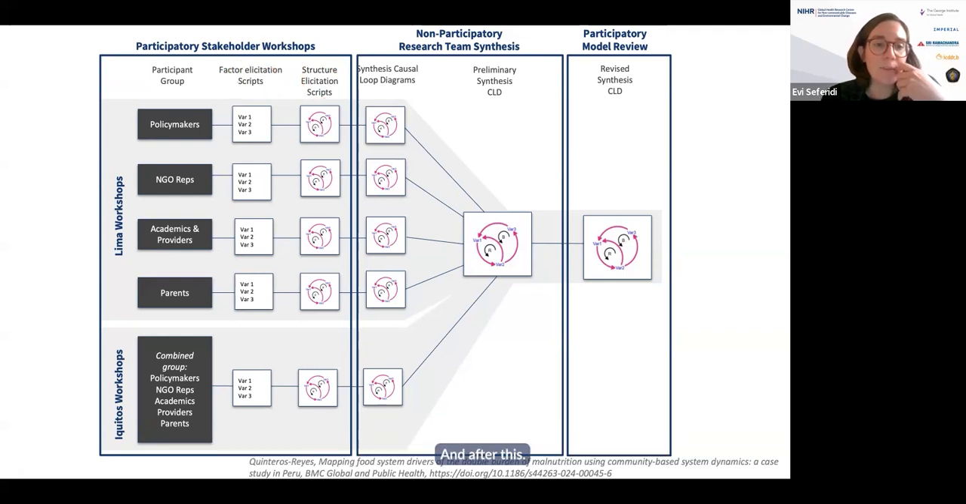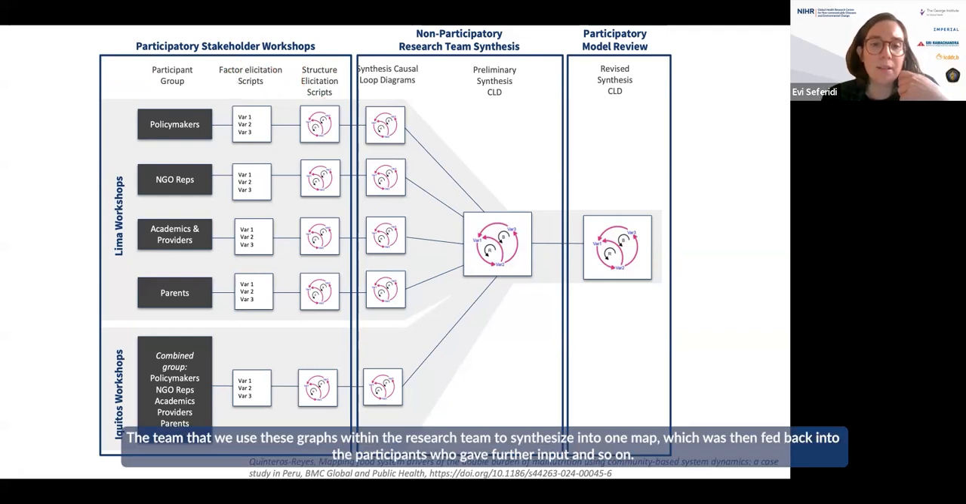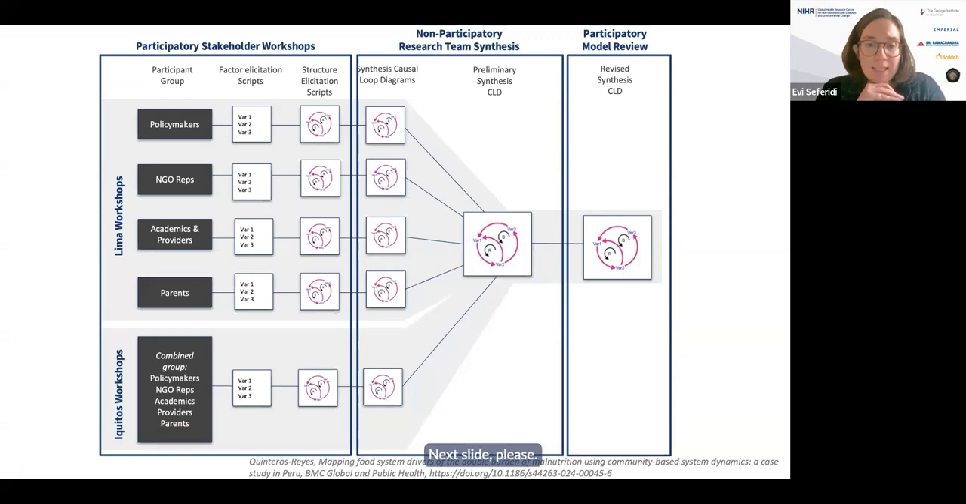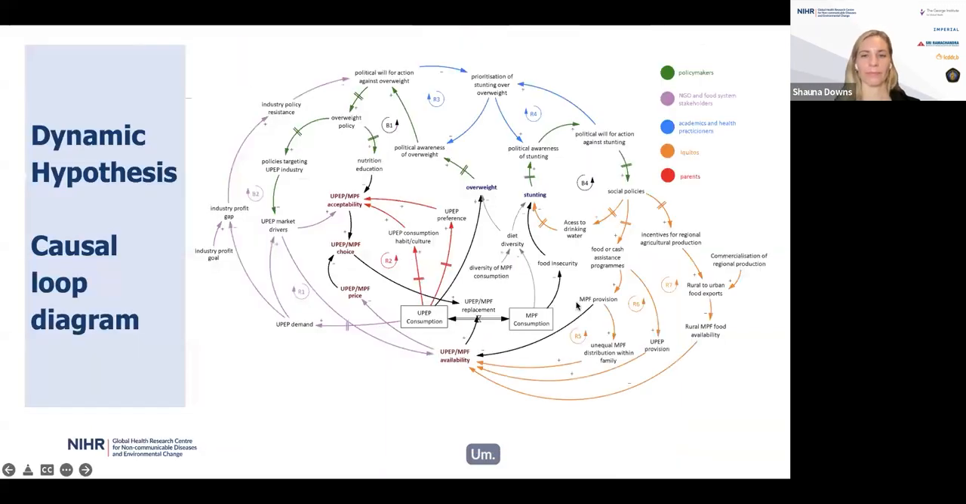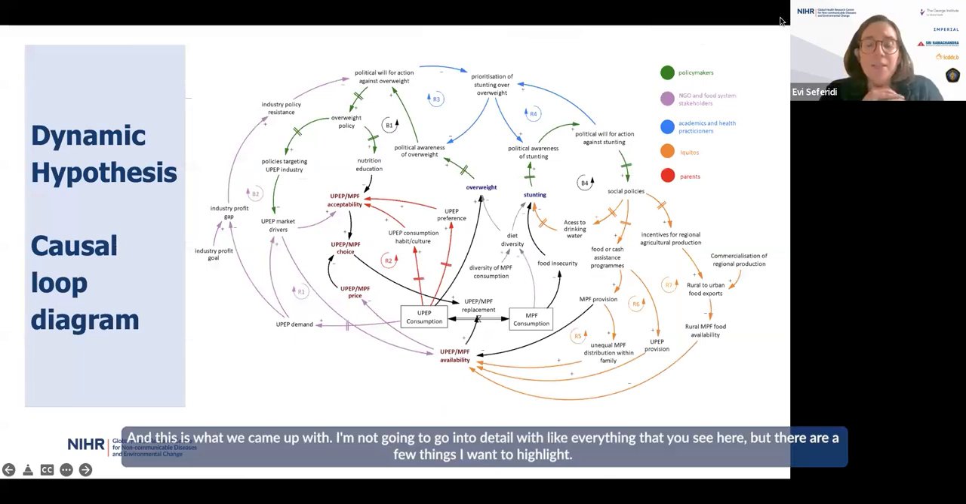And after this, the team used these graphs within the research team to synthesize into one map, which was then fed back into the participants who gave further input and so on. Next slide, please. And this is what we came up with.